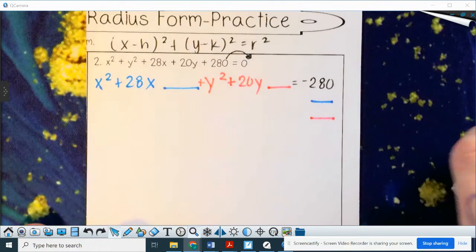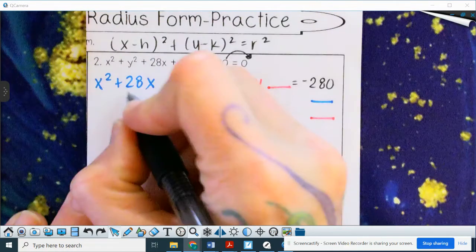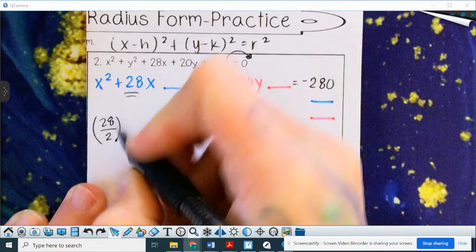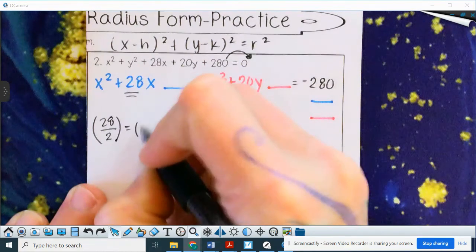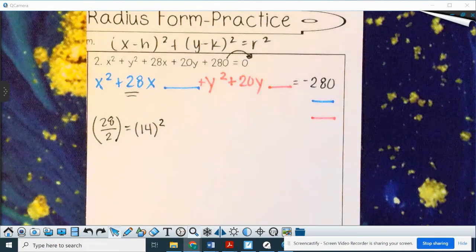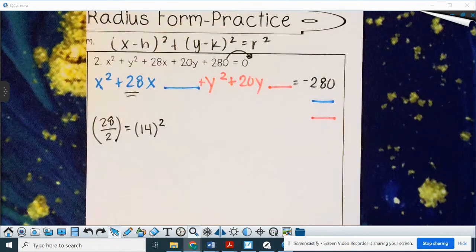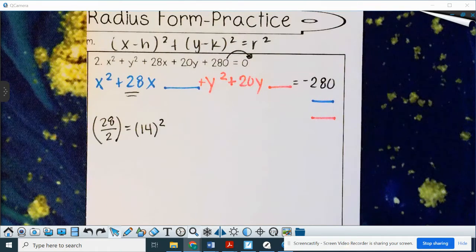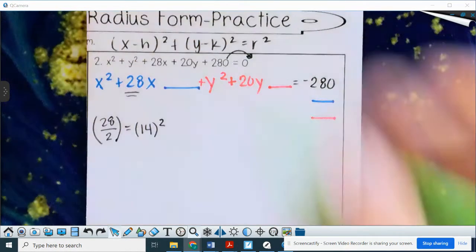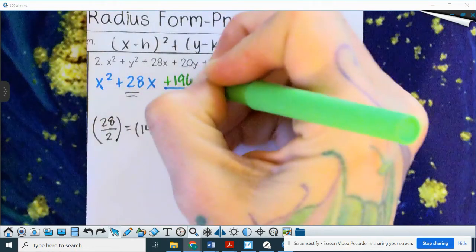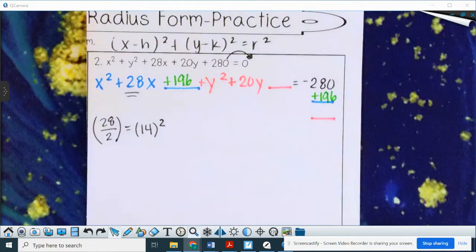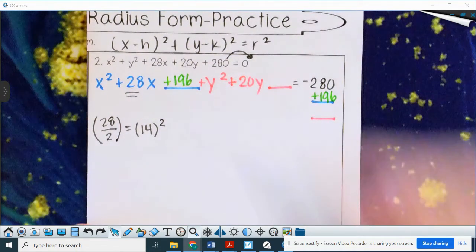Now we're going to complete the square. That means we're going to take our b value, divide by 2, then square it. So 28 divided by 2 is 14. And then we're going to square that number. So 14 squared is 196. So I'm going to add 196 to both sides. Plus 196, and it's going to go in the blue one.